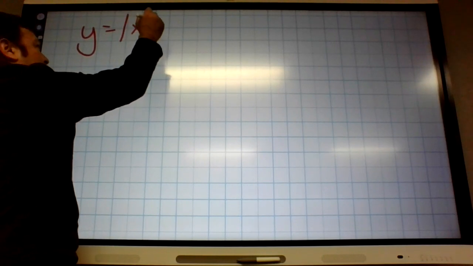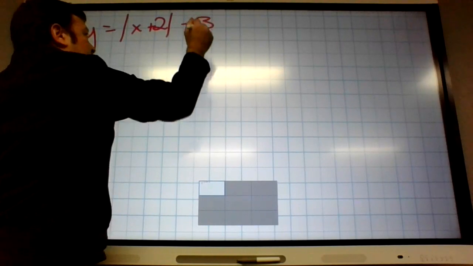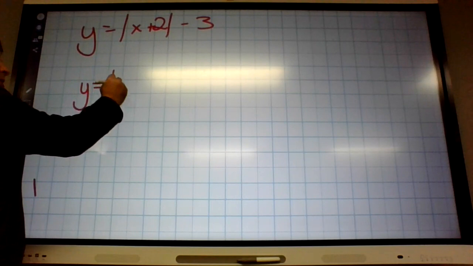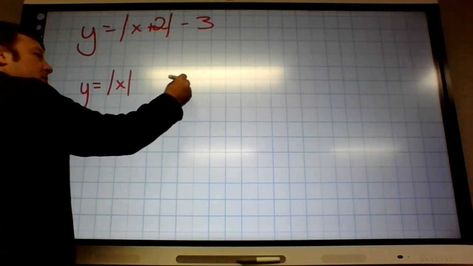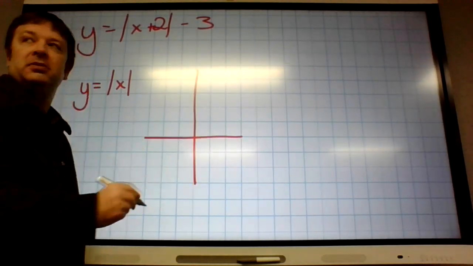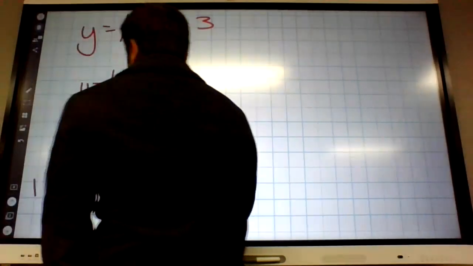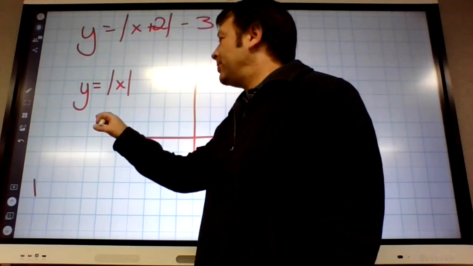So, once upon a time, we graphed something like this. Does anybody remember what the graph of y equals absolute value of x looked like? What shape did it take? No, it wasn't a line. Hey, enough talking. It was not a line.